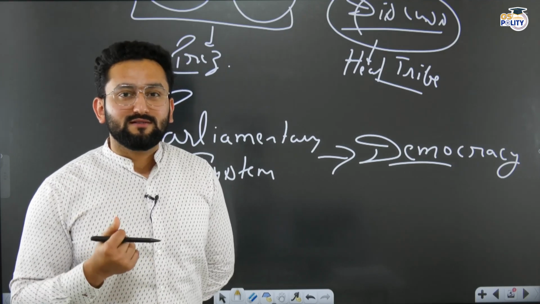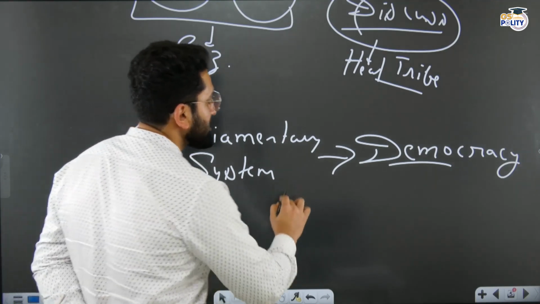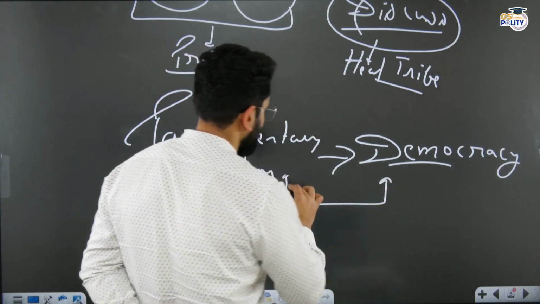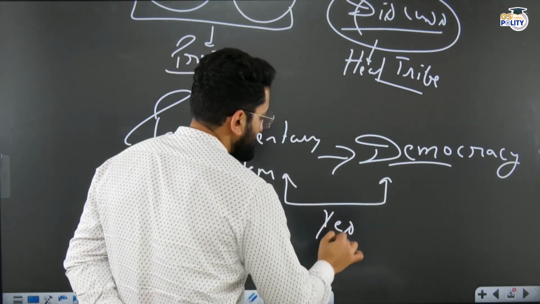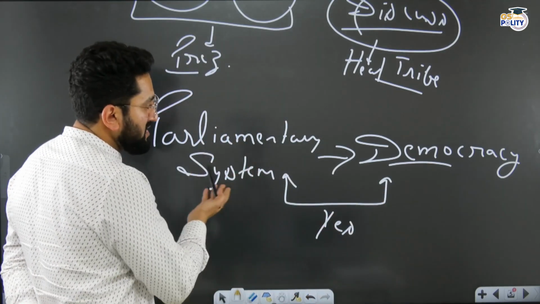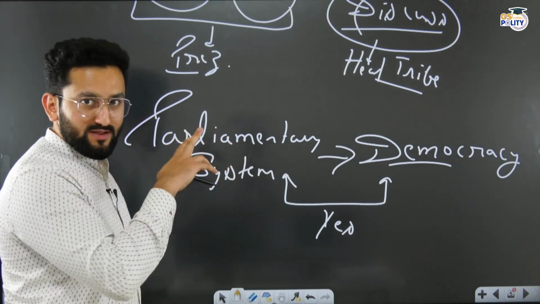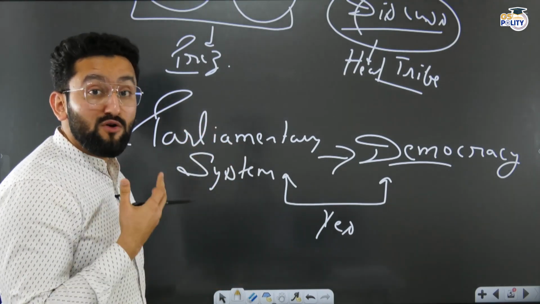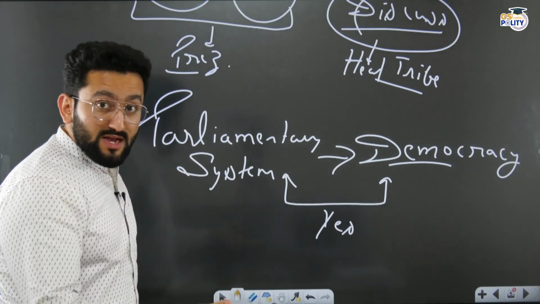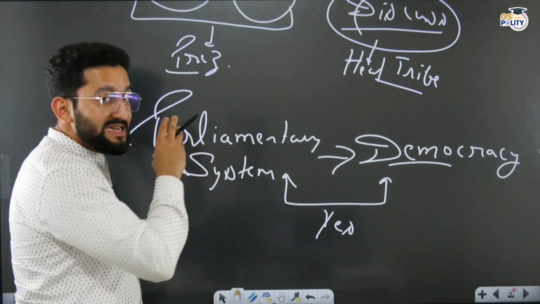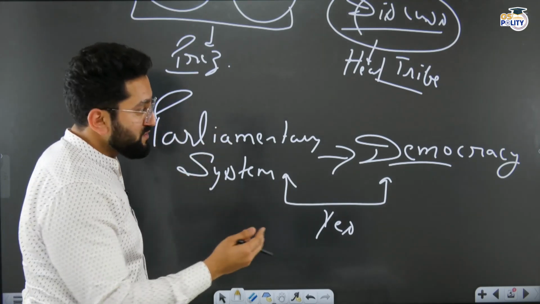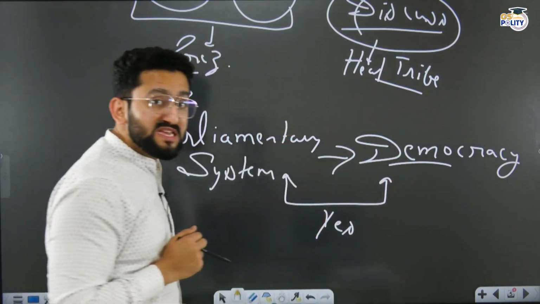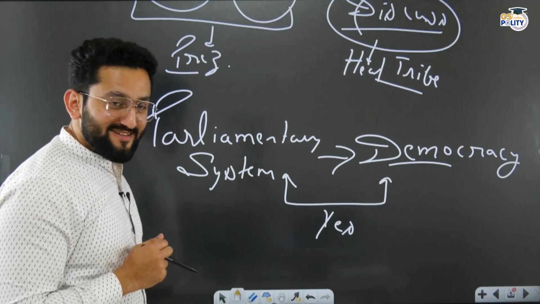Come on. Answer is yes. You know why yes? Because when I am saying parliamentary system, there is a parliament in which there are representatives, and representatives of whom? People. So if people are electing their representatives, this is possible only in case of democracy, right?